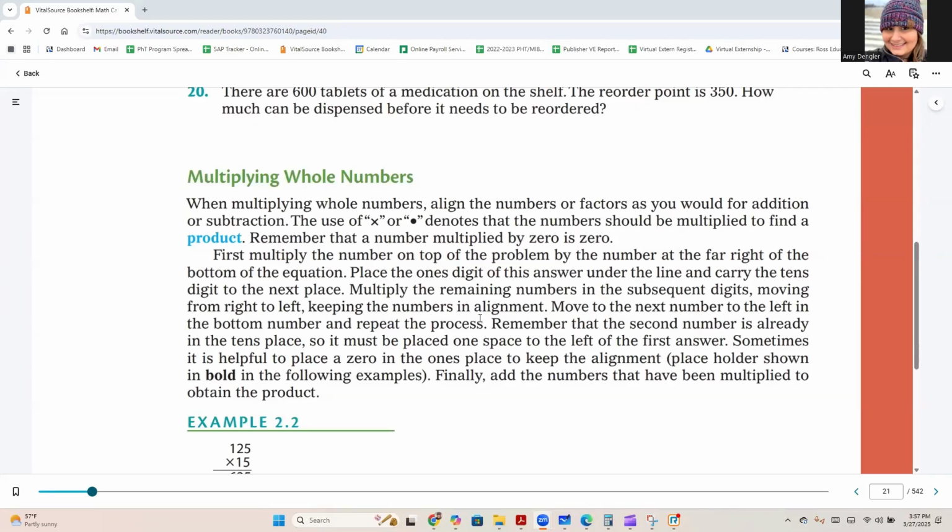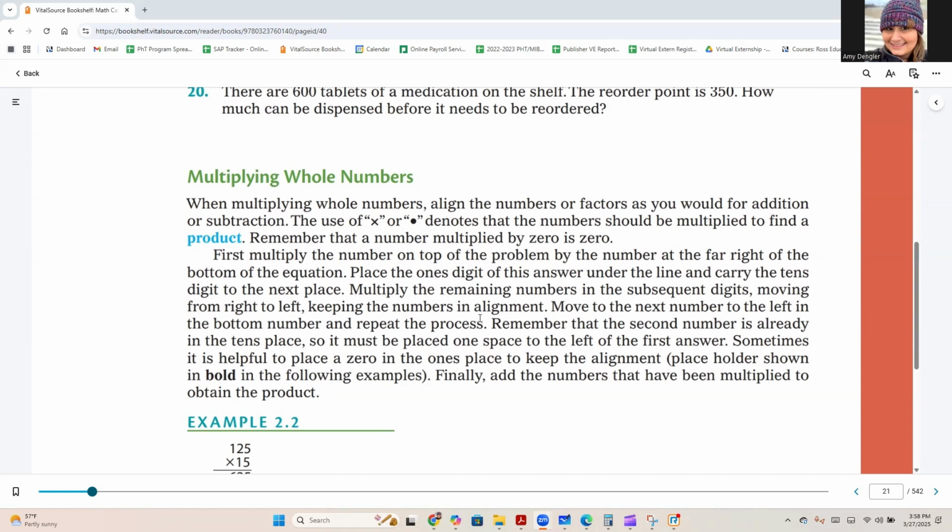Multiplying whole numbers. When multiplying whole numbers, align the numbers or factors as you would for addition or subtraction. The use of X or that period denotes that the number should be multiplied to find a product. Remember that a number multiplied by zero is zero.